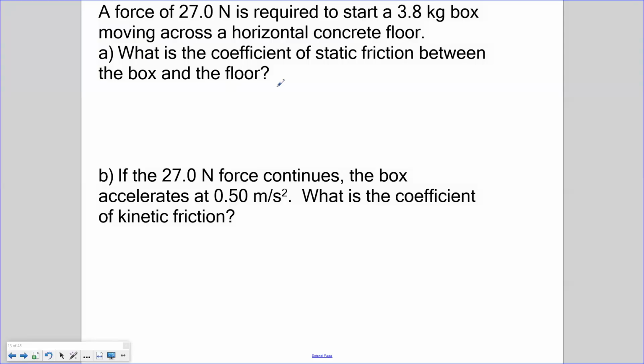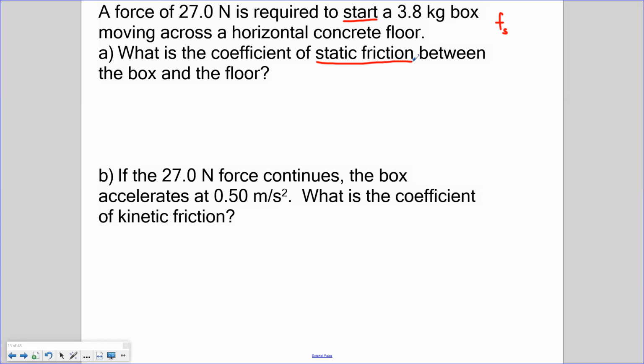All right, here's our next problem. A force of 27 newtons is required to start a 3.8 kilogram box moving across a horizontal concrete floor. Keyword here is start. So that tells us that the box is initially at rest and we want to get it moving. So that tells us that we are dealing with some static friction here. Another key hint that we're dealing with static friction is that it says static friction. So that's a little bit more obvious.